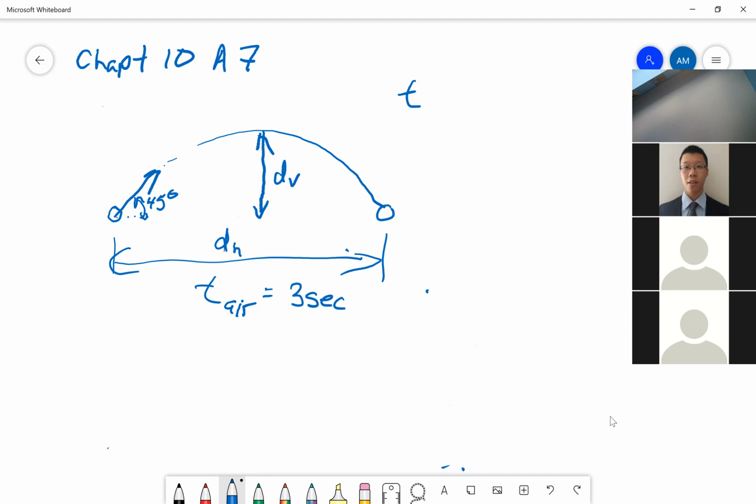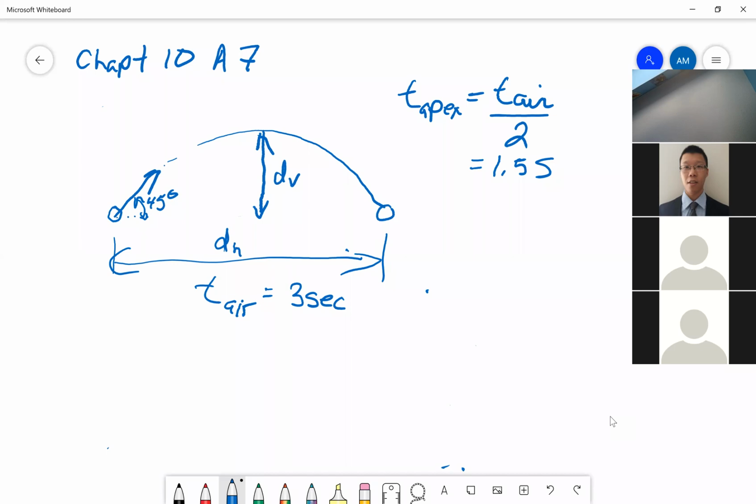So level, and that means that the time to apex is going to equal half the time in the air, and that's only because it's a level playing field. So that's going to equal 1.5 seconds.